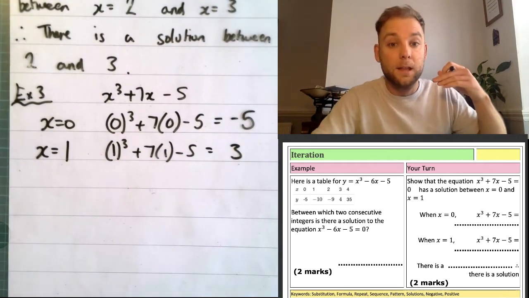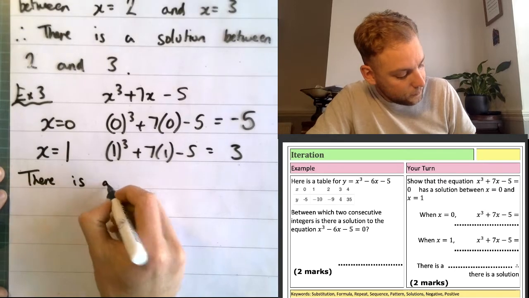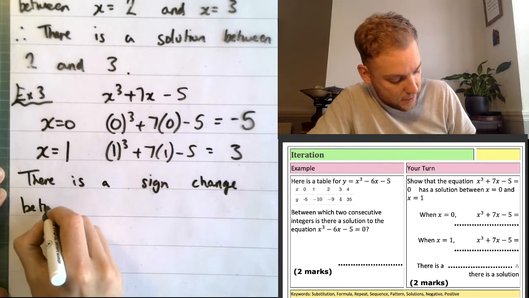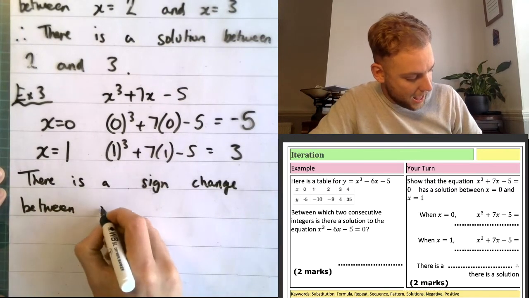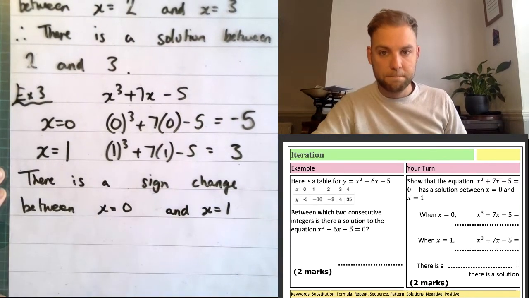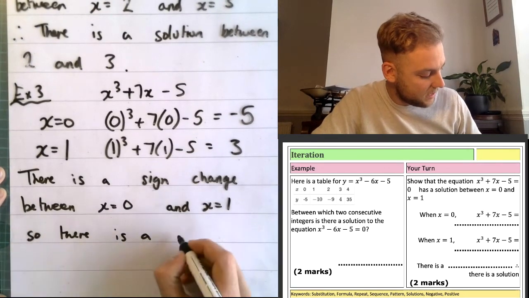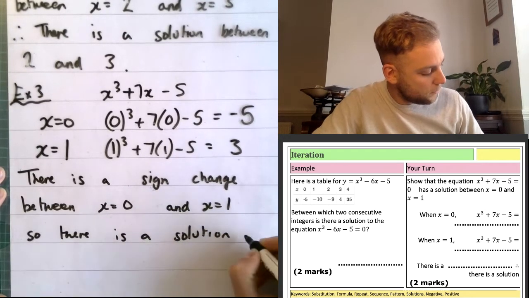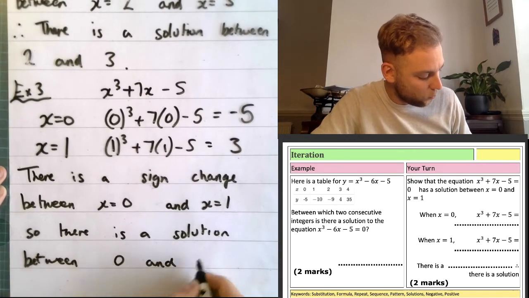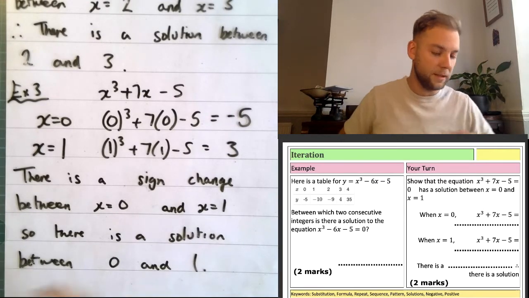But we need to really state that there is a sign change between x equals 0 and x equals 1. So there is a solution between 0 and 1. So because we've got that sign change, there must be a solution in between it.